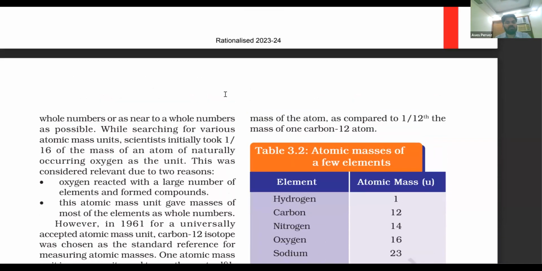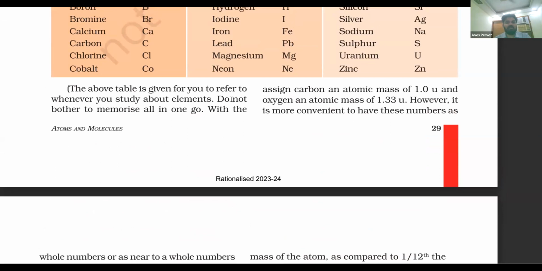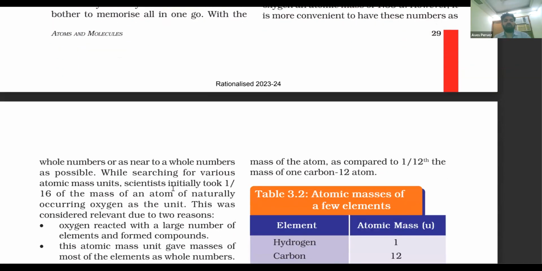We need to learn this one, but do not memorize the above table. However, it is convenient to use these whole numbers. This was an advantage when we shifted from hydrogen to oxygen. During that time, oxygen was helping us, because every other element is going to have a mass in whole numbers, the nearest whole number.